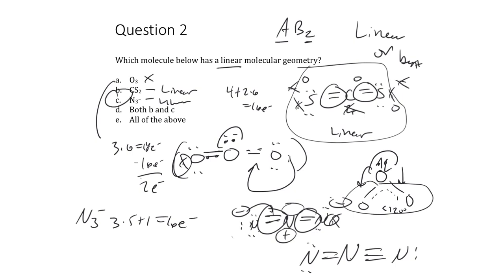So B and C are linear, but A is not. And so this is categorically wrong, though. So we cannot expand the octet of a second row atom.